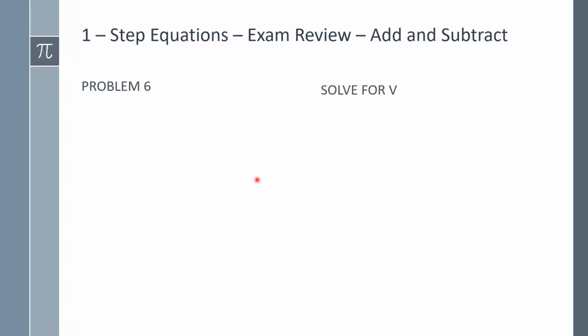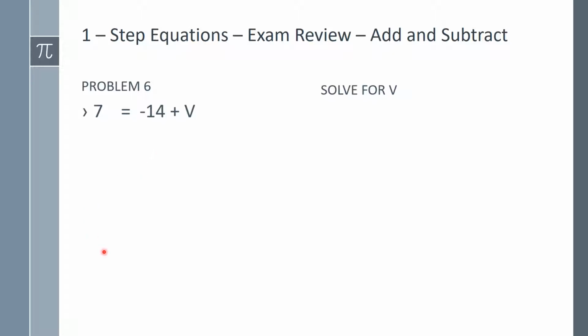Okay, this is our last problem in our review. So this is problem 6, and notice that this time we're going to solve for a variable named v. So here's our equation. 7 is equal to negative 14 plus v. So again, I don't have to use x as my variable. I can use any letter I want, like a or b or whatever, or in this case we're using v.